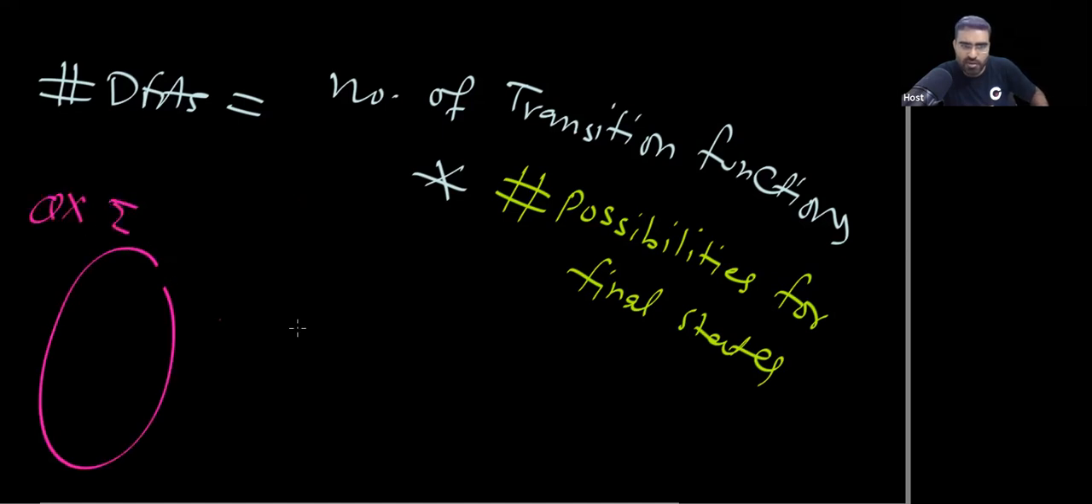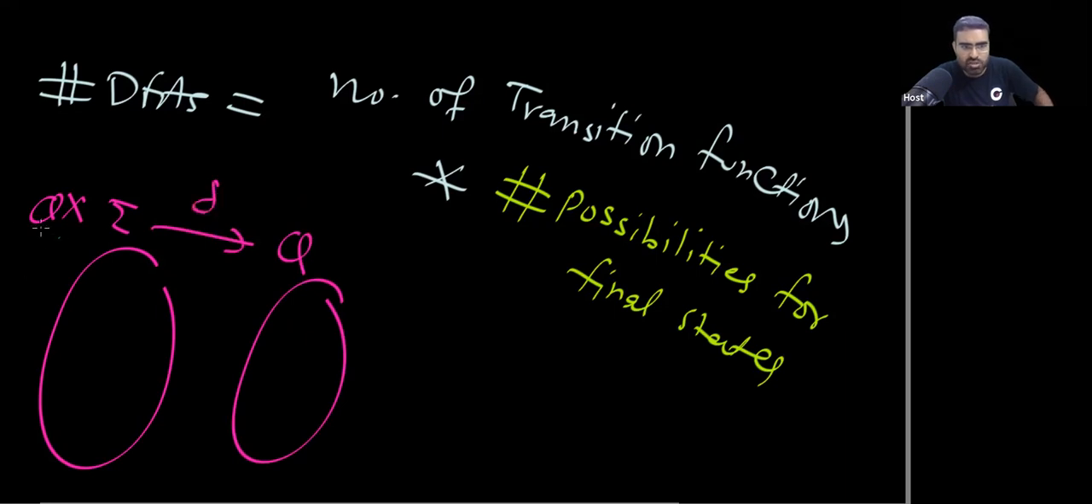Q cross sigma to Q. This is the transition function, right? Q cross sigma to Q. The size of Q you already know, that is N. What is the size of Q cross sigma? Tell me, what is the size of Q cross sigma? That will be Mn. Yes or no? That will be Mn, or I can say that will be Nm.